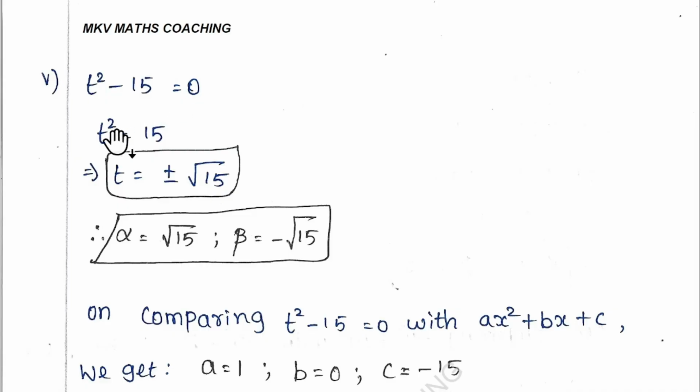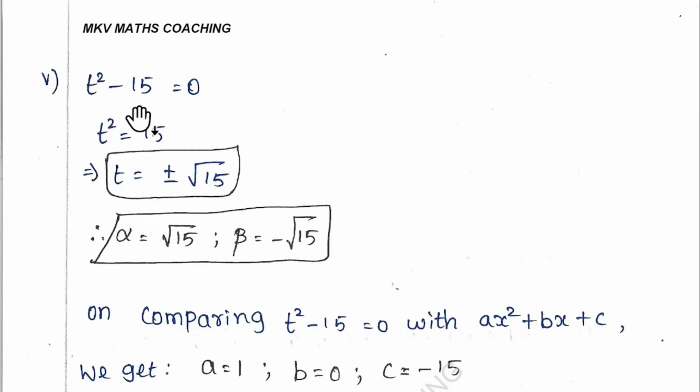When you have it like this, t square equals 15, it is a square root. Whenever you get x square equal to 16, x is equal to plus or minus 4. Likewise, t square equal to 15 means t is equal to plus or minus root of 15. Since you are not getting a perfect square, you write root 15 as it is. Alpha is plus root 15, beta is minus root 15.